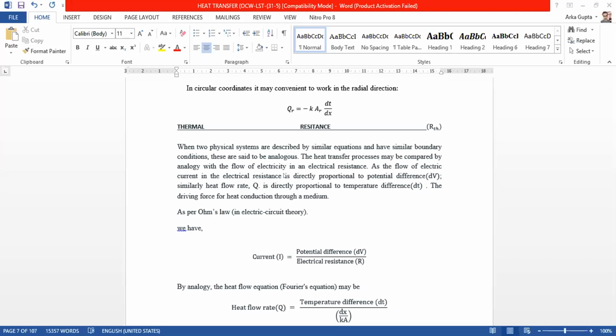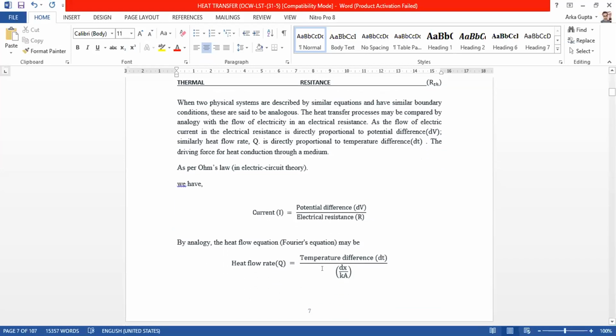When two physical systems are described by similar equations and have similar boundary conditions, they are said to be analogous. Now, the heat transfer processes may be compared by analogy to the flow of electricity, as electrical resistance. We know from Ohm's law, current is equal to potential difference divided by electrical resistance. If we apply the same analogy in the Fourier equation, current I is analogous to heat flow rate Q, potential difference is analogous to temperature difference, and electrical resistance is dx by k. How it comes, we will know.